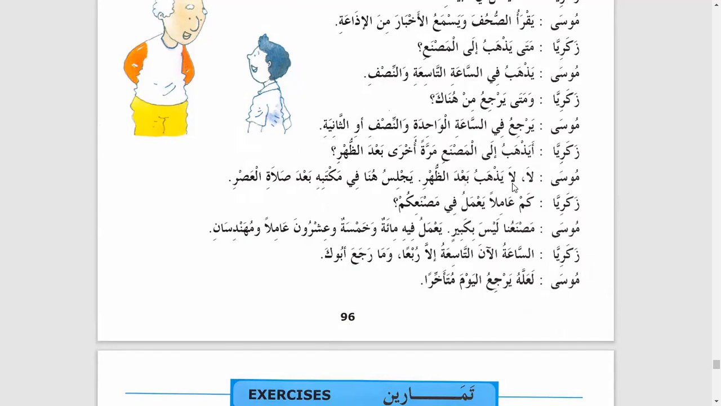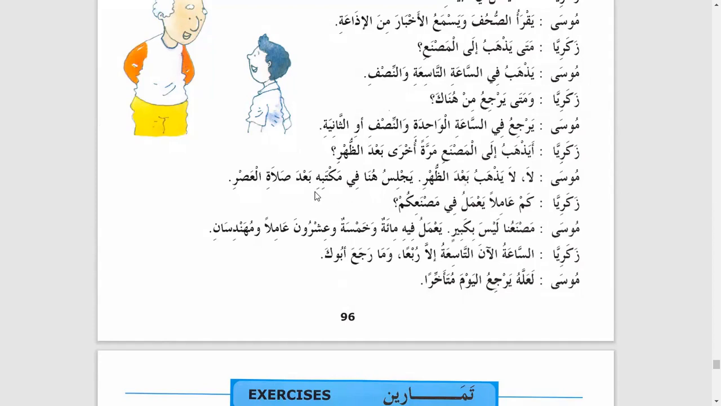Now we can see here, la, when we want to make negative with present tense, we make negative with la. For past, we use ma, and for present, we use la. So this la is the answer to the question, which is a, and the second la is to negate in the present tense. La yadhabu ba'da adh-dhuhri. The first is jawab, and the second one is la nafiya. That's right.